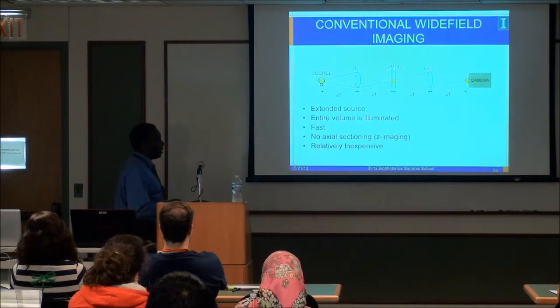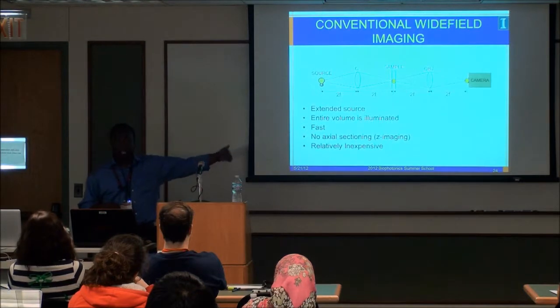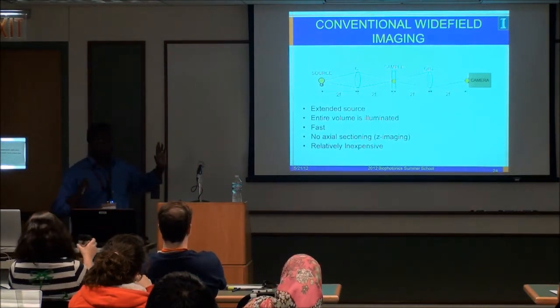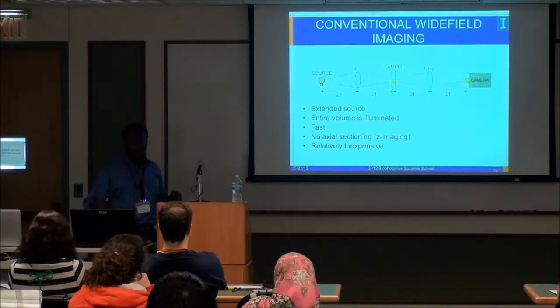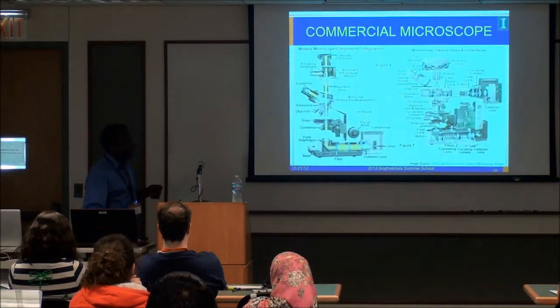It is fast. The entire volume is illuminated, but it's difficult doing any type of axial imaging. Okay, and again, what we're thinking about here, in the context we'll talk about later, is within fluorescence microscopy. And this is relatively inexpensive.